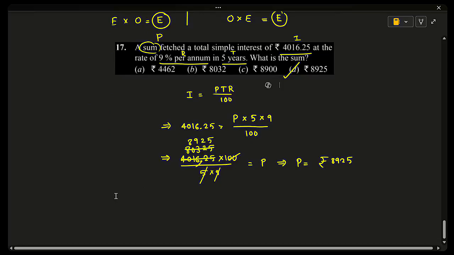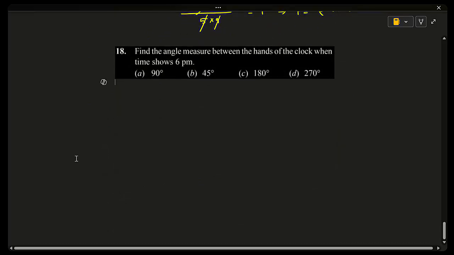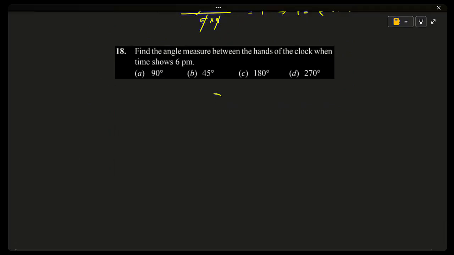18th one. Find the angle measure between hands of a clock when time shows 6 p.m. So very simple question. So 6 p.m., as we know, the hour hand will show towards 6 and the minutes hand will show towards 12. So this is 6 and this is 12. So we know it forms a straight angle and straight angle measurement is 180 degrees. That is option C.